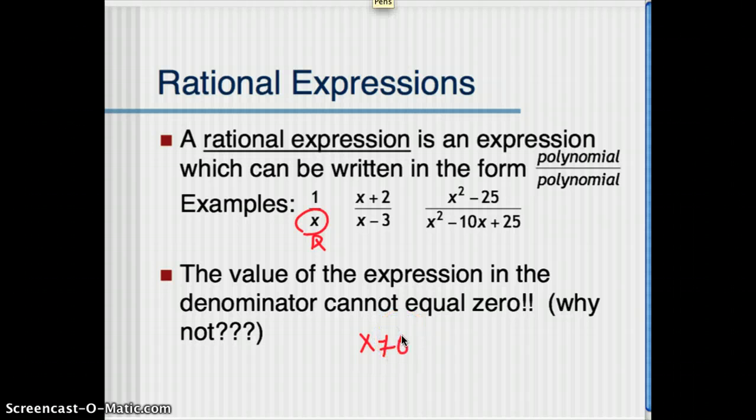Can you remember why not? Okay, so remember, we cannot divide something by 0. Can't divide something into 0 groups that exist. So in this case, x minus 3 could not equal 0, so x would not equal 3. Okay, so the value of the expression in the denominator cannot equal 0. That's an important thing about rational expressions.